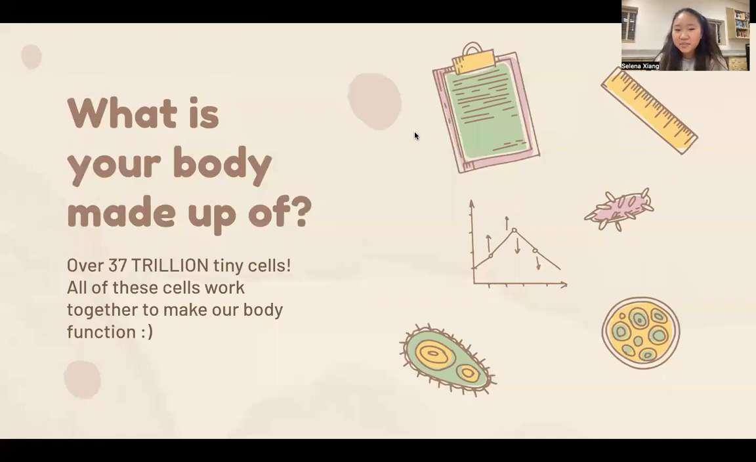So what is your body made out of? Well, we're actually made out of over 37 trillion tiny cells. These cells are so tiny that you would need a microscope to see them. You wouldn't be able to see them with your naked eye. And all of these cells work together to make our body function and help us survive.